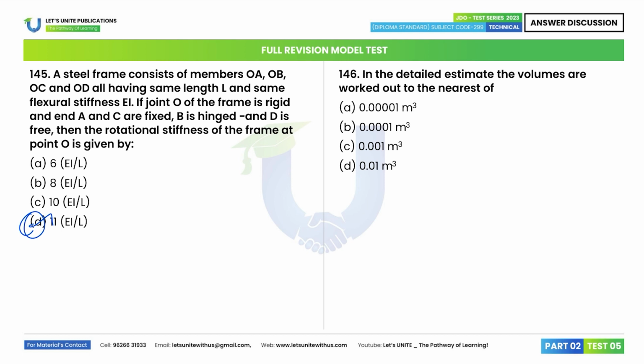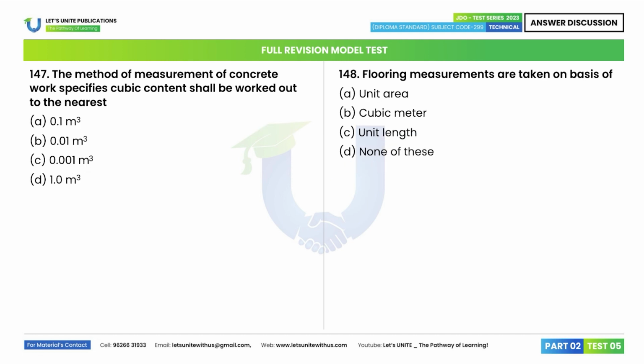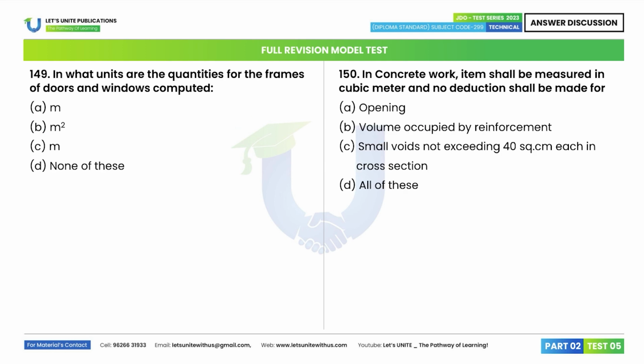146th question. In the detailed estimate, the volumes are worked out to the nearest 0.01 meter cube. Option B. Next 147. The method of measurement of concrete work specifies cubic content shall be worked out to nearest 0.01 meter cube. Option B. Next 148. Flooring measurements are taken on basis of unit area. Option A. Next 149. In what units are the quantities for the frames of doors and windows computed? Option B. Meter square.